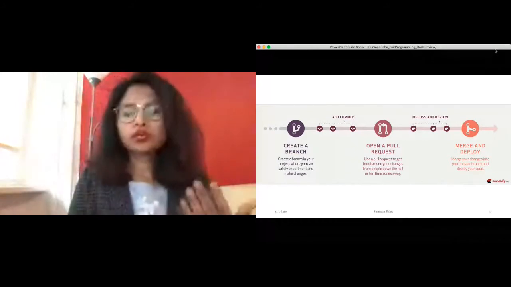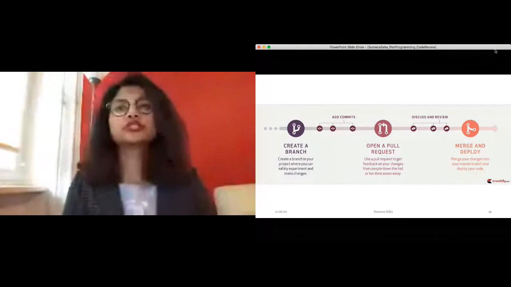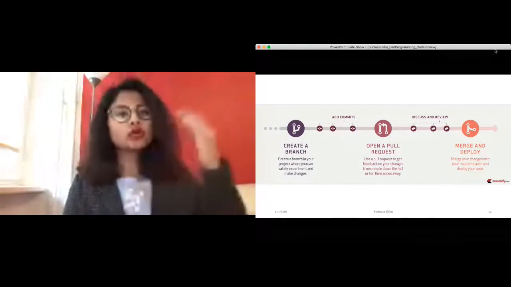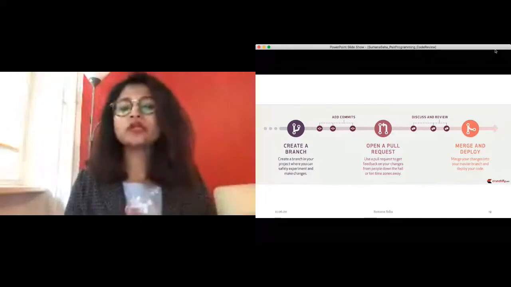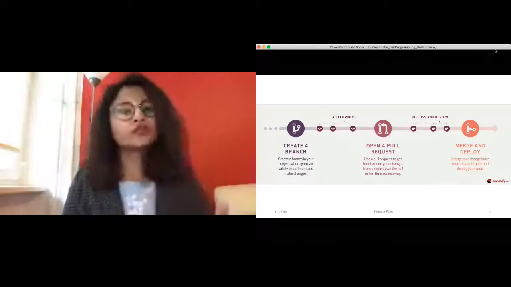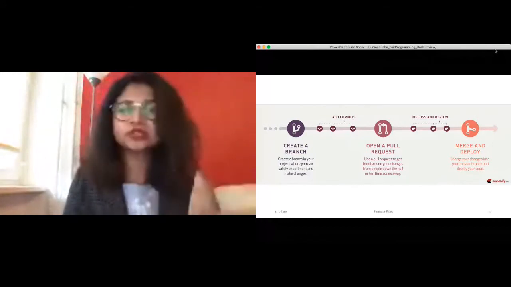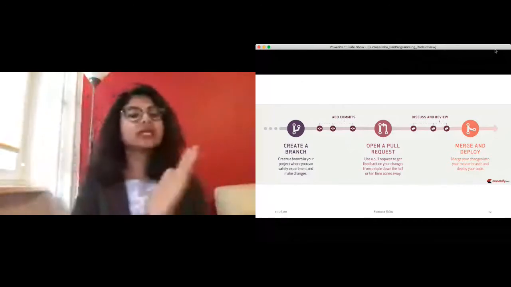That means you have created a branch and written your solution, you pushed it, and you open a pull request. A pull request means you're inviting your team members to take a look at your implementation. If they have any problem, they can discuss and review, and then it goes to deployment. This is the general workflow.